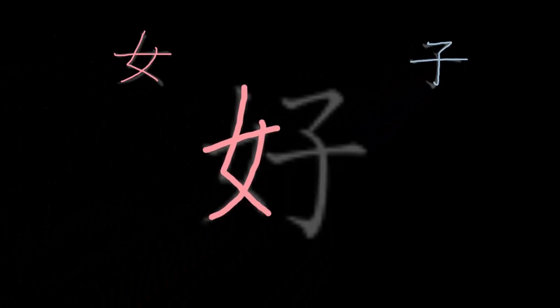Now that character actually means child, and it forms the right hand element of the character meaning to like. So let's just pop the child in there. So there's his head. Here's the child's body. And there's its arms. And we get a female element with a child element. Now, we don't know exactly what was in the minds of the ancient Chinese when they developed this character, but I think most people would agree that a mother and child, or female and child, is a really likeable combination. And that has the core meaning of like.